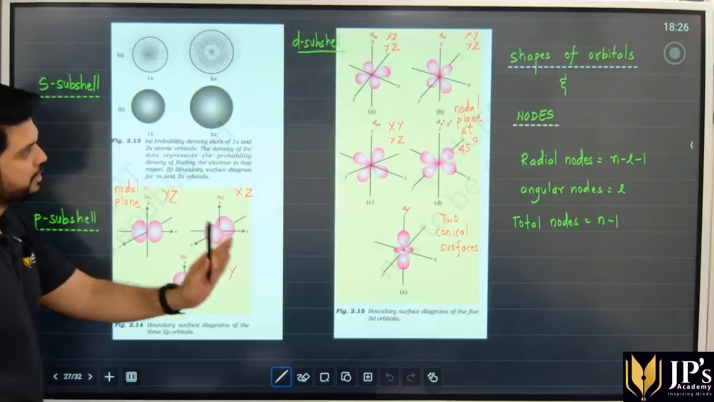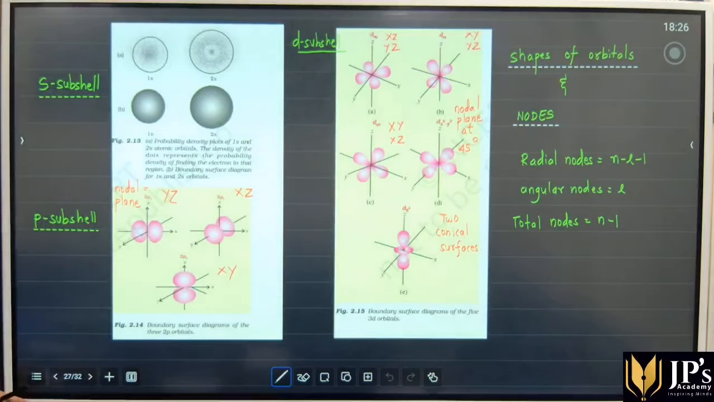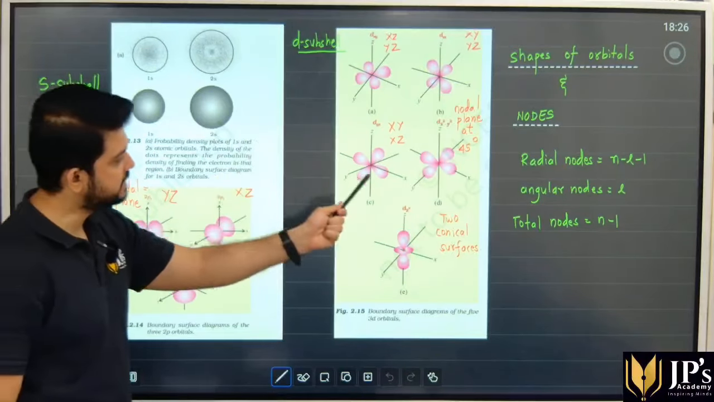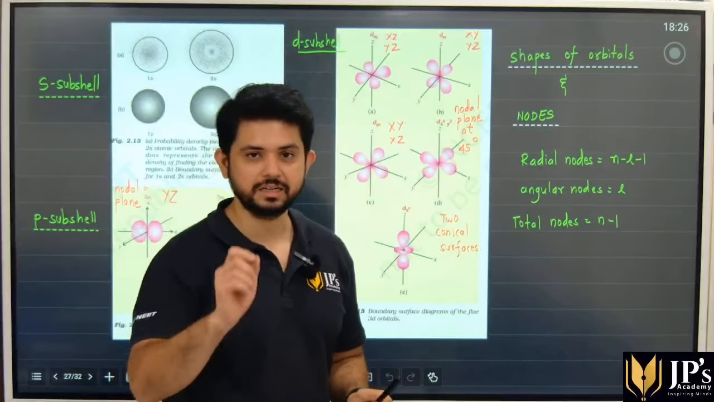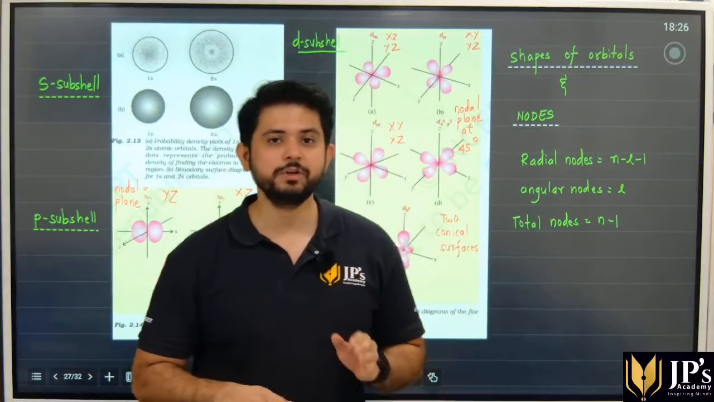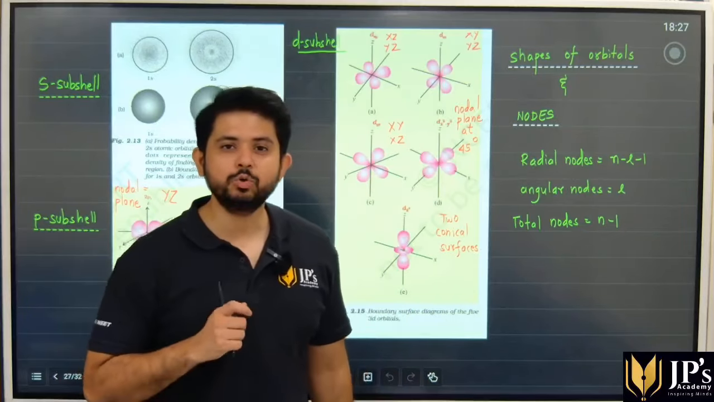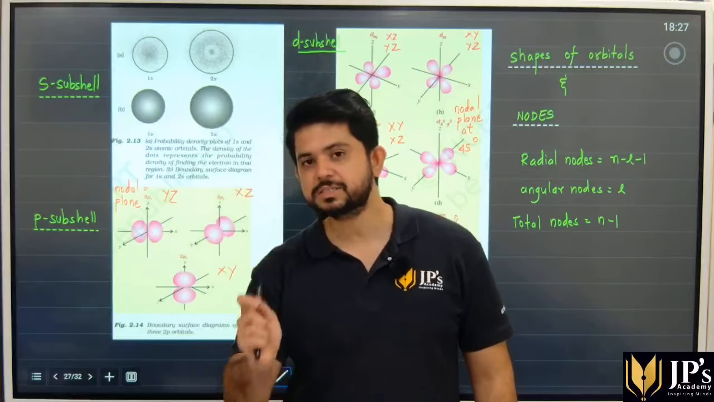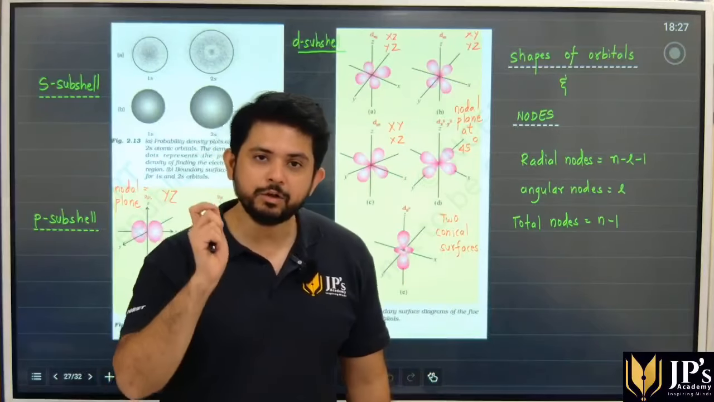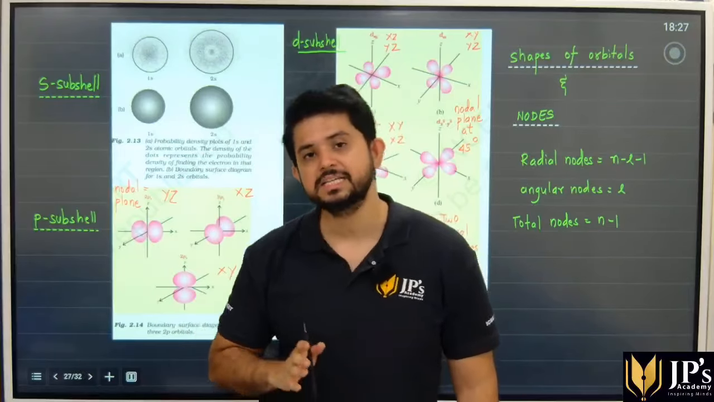Next, students, we have the different shapes of the orbitals. The s subshell is spherical in shape, the p subshell is dumbbell, and the d subshell, students, is a double dumbbell. Next, students, we also have a concept which is called a node. What exactly is a node? A node is a region in space where the probability of finding an electron is 0.